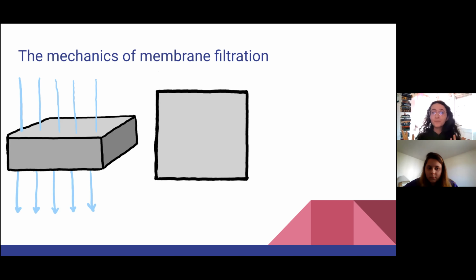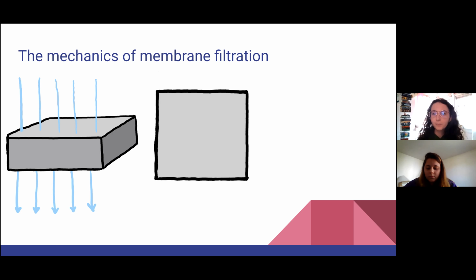So how do membranes work? Well, I have here prepared a diagram that should help you visualize the mechanics of membranes. On the left of your screen, we have what I'm calling a cross-sectional diagram of our membrane. Those blue arrows going through it are supposed to depict the current of the water. So the water will all be trying to flow through the membrane according to that current. On the right is the surface level view of the membrane, the top-down view.